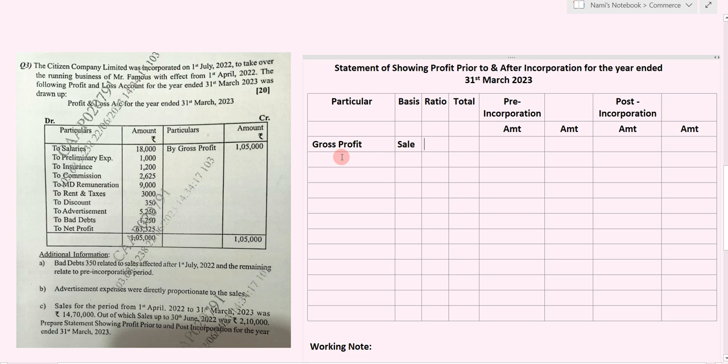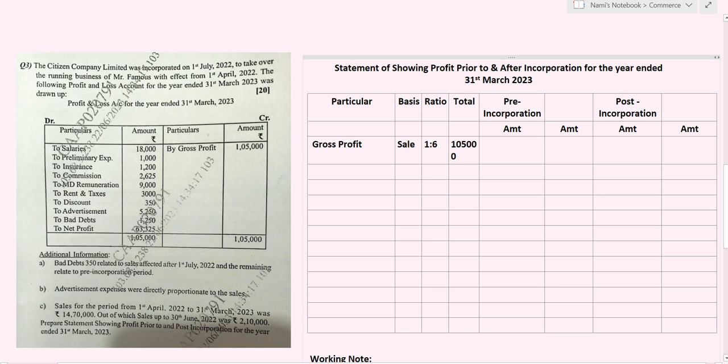The sales ratio is 1:6. The total gross profit is 1,05,000.